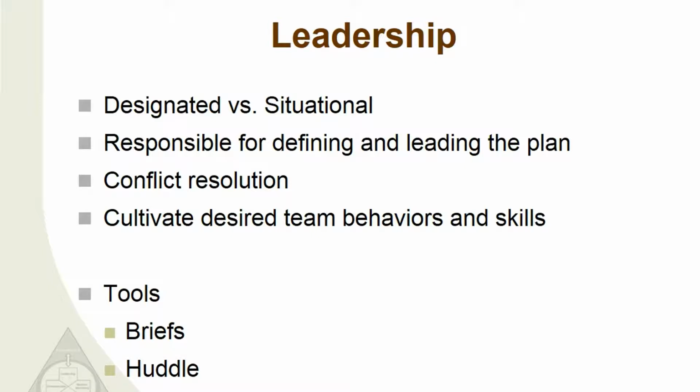The leader is responsible for saying what's going to happen. They're defining the plan. They're also responsible for conflict resolution. Every team has their ups and downs, and they need to be aware of these conflicts, out front in these conflicts, and addressing them. There's different tools that we have to address a good team. We'll talk about some of those.